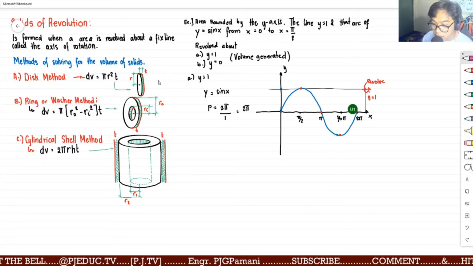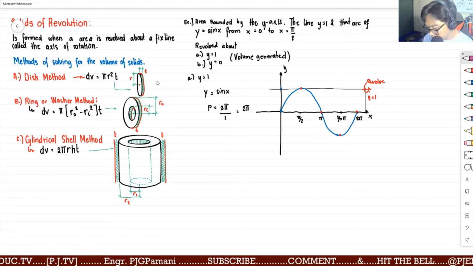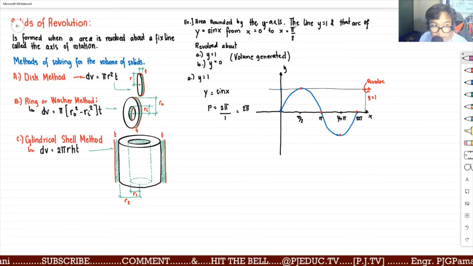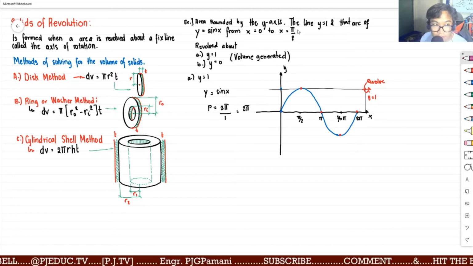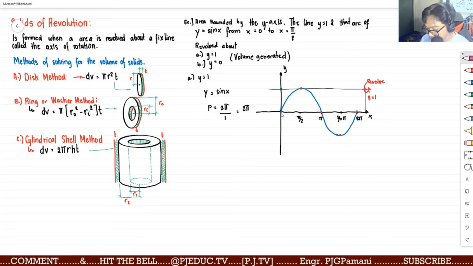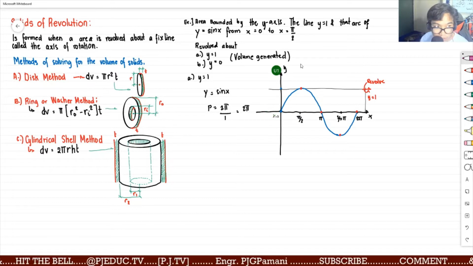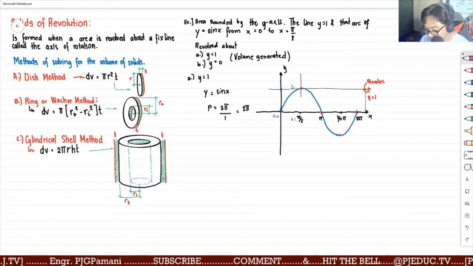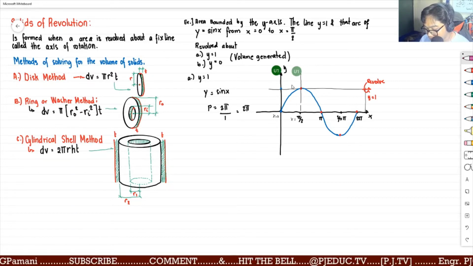Ngayon, ang tinatanong ng ating problem is the area bounded by the y-axis. So from y-axis yung reference ng curve natin. Then the line y is equal to 1, and the arc of y equal to sine x from x equal to 0, this is your x equal to 0, up to x equal to pi over 2. So hanggang dito yung ating limits. Ito yung area na tinatanong mamaya.